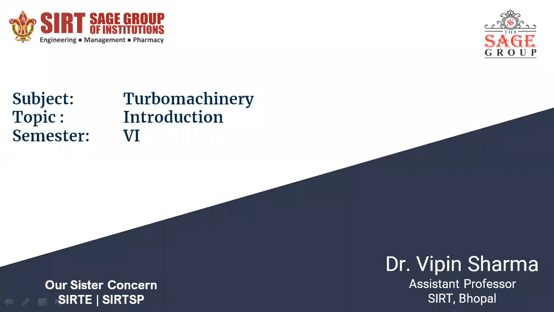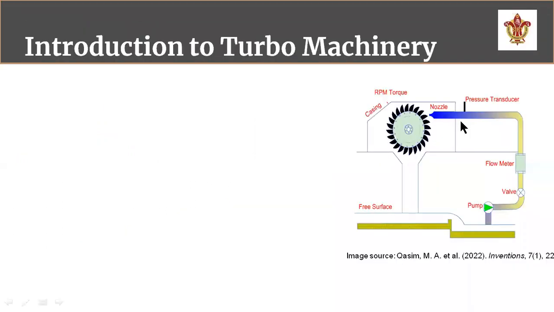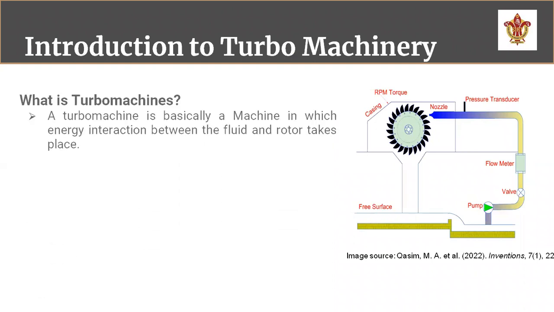Today we will discuss the topic of turbo machinery. So basically, turbo machines are the machines in which there is a dynamic action. In turbo machines, there is a rotor and a fluid is applied on it. So there is a kind of energy interaction between the fluid and rotor that takes place.